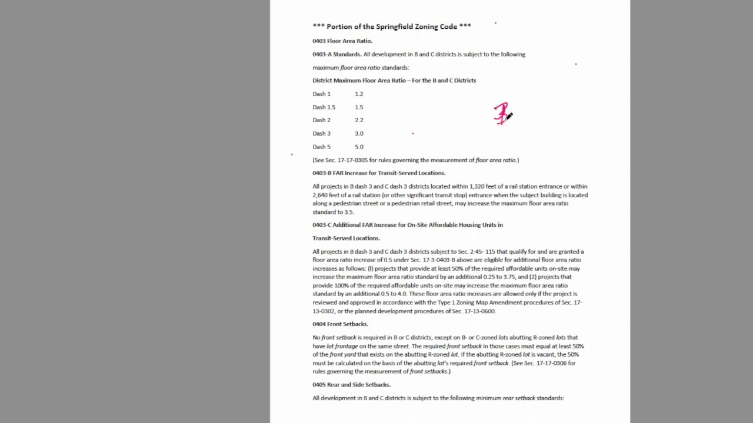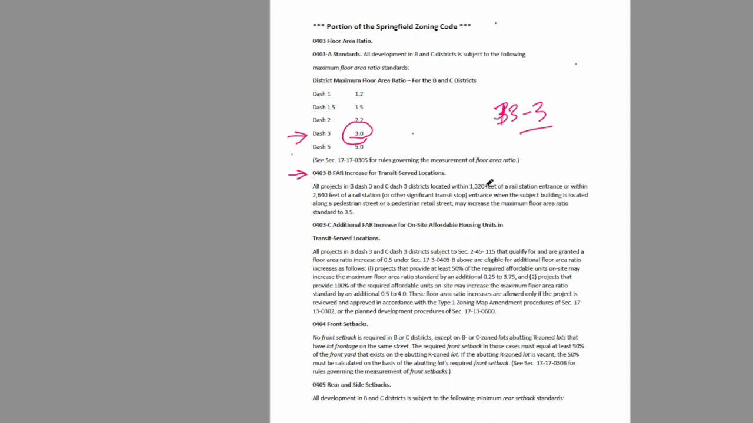Our zoning is B3-3, so we are a dash 3. So there we are right there, 3. But wait, this is one of those things we were just talking about, how you have to read the next little section to make sure that there's nothing that then says, well, wait a minute, what about in this kind of situation? And right here in the very next section, they have FAR increases for transit-served locations.